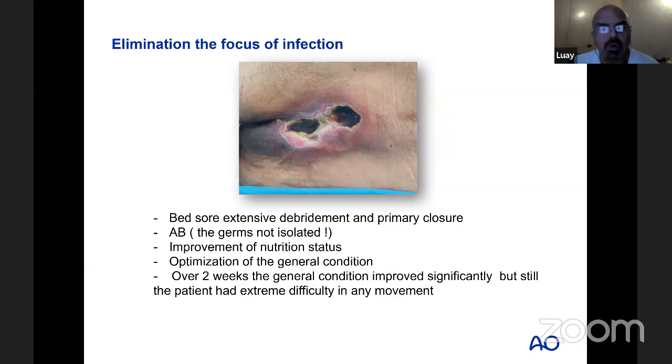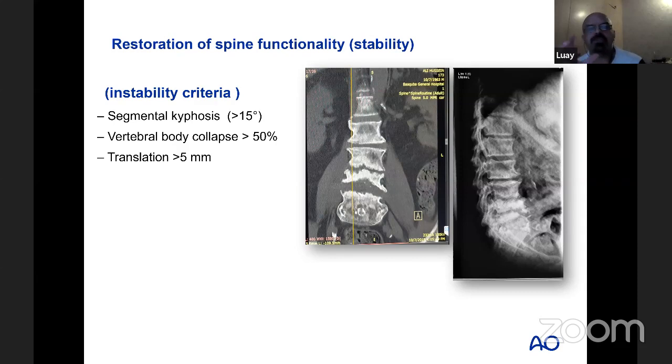And over 2 weeks of this medication and management, the patient's general condition improved significantly, but he still had severe difficulty to move in his bed and change his position to get to the toilet or to the bedroom from the bedroom. The second aim is the restoration of the spine functionality or stability.